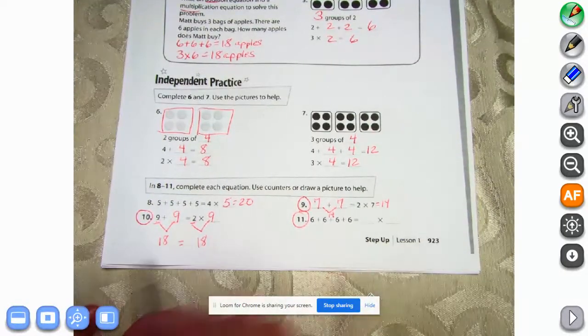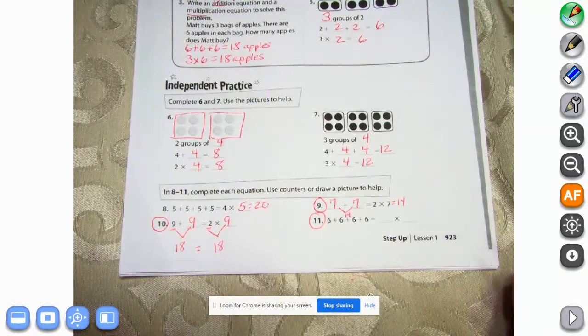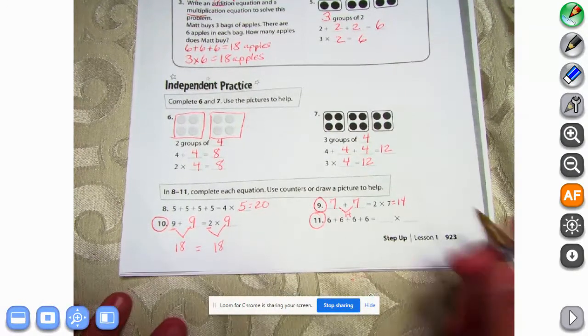Okay, so if you have any of these a mistake, make sure that you fix it. And if you need to pause at any time, please make sure you pause so that you can catch up, and we'll always be right here when you unpause.